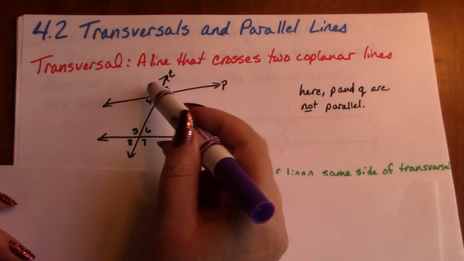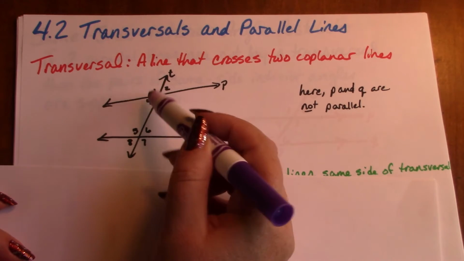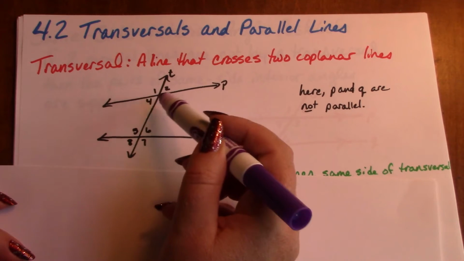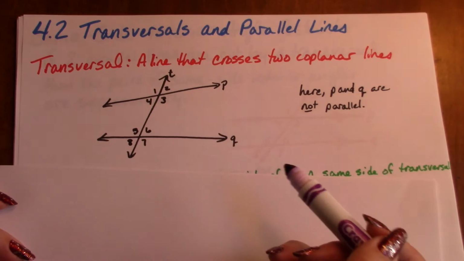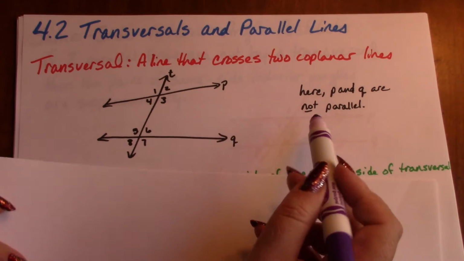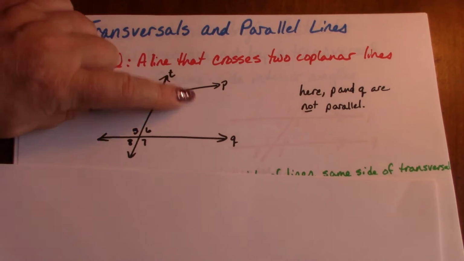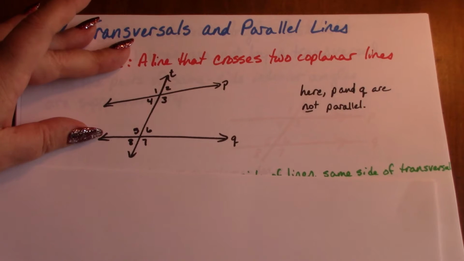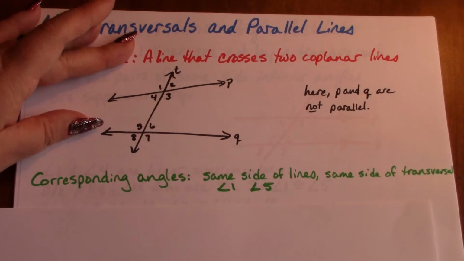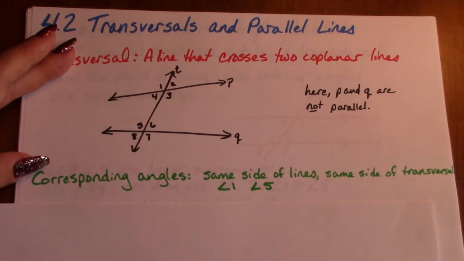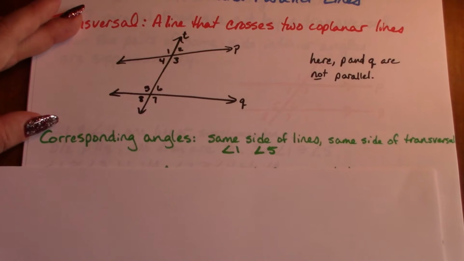Now it makes two sets of two vertical angles as well. 1 equals 3, 2 equals 4, 5 equals 7, 6 equals 8. And if the lines are not parallel, if P and Q are not parallel, that's all you have. So we have a little bit of vocabulary that we're going to use throughout.